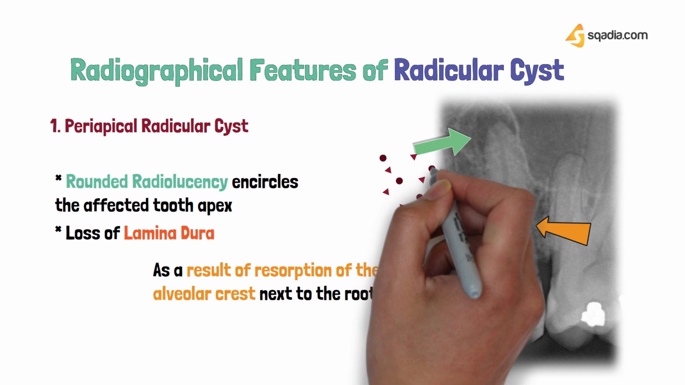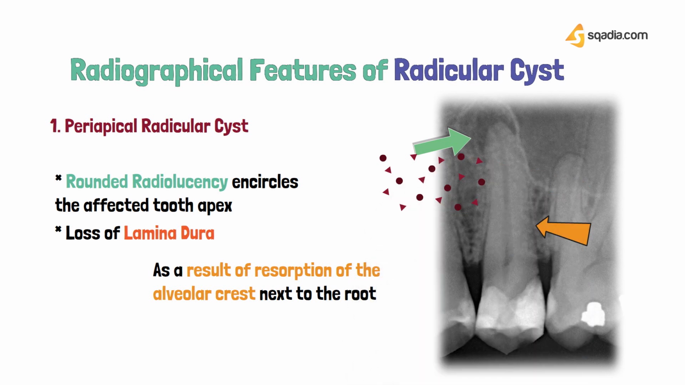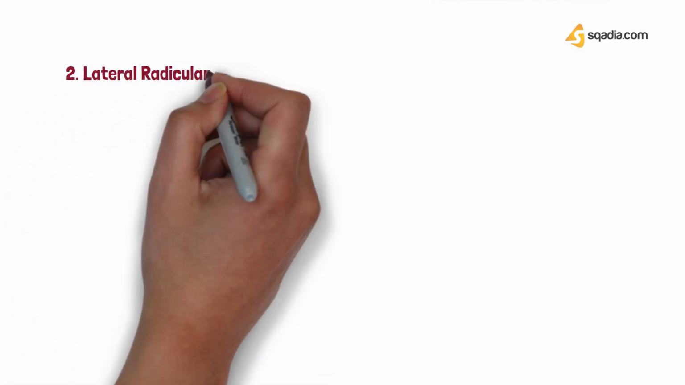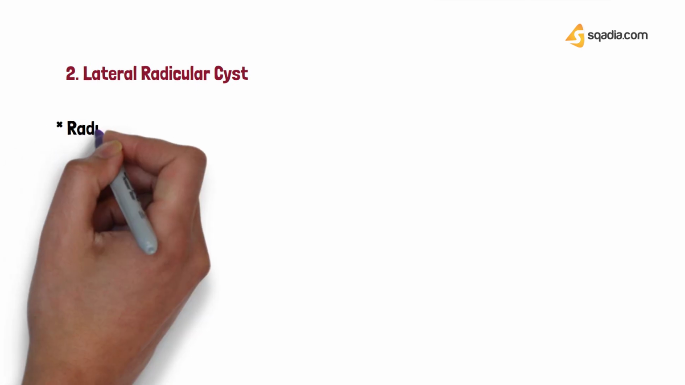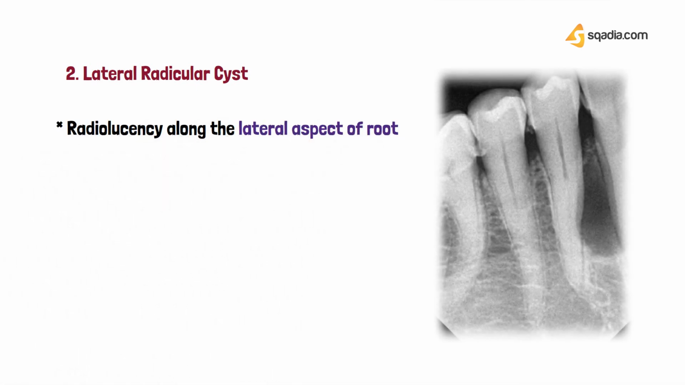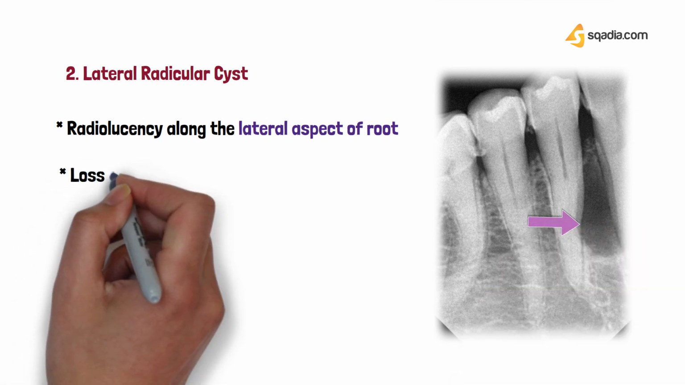And the loss of lamina dura occurs due to the resorption of the alveolar crust, which occurs due to prostaglandins, as we discussed before. There may also be root resorption in the area surrounding the periapical cyst. The lateral radicular cyst also presents as a radiolucency along the lateral aspect of the tooth, as we can see in this picture. There is also loss of lamina dura.